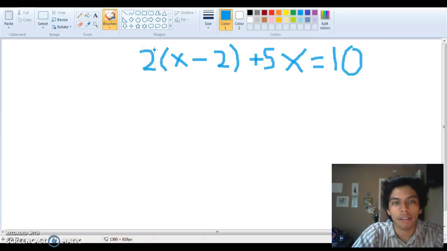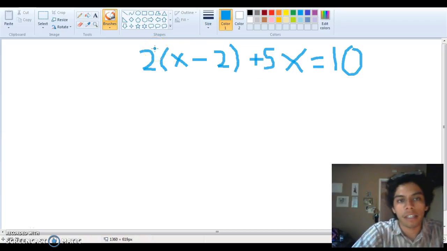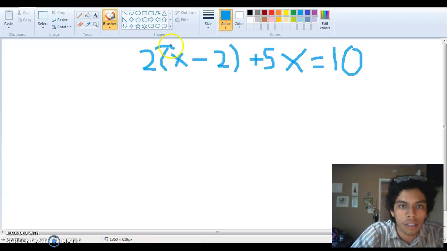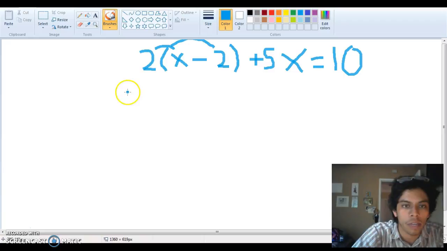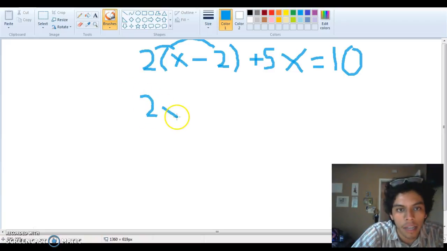So in this problem we have 2 times x minus 2 plus 5x is equal to 10. So our first step is we want to apply the distributive property to 2. So we're going to distribute 2 to both the x and then the minus 2. So we have 2 times x, which will give us 2x. Then we have minus 2 times 2, which gives us 4.